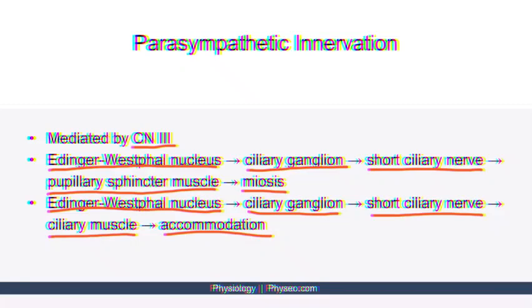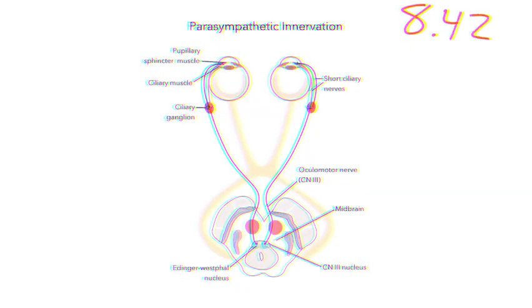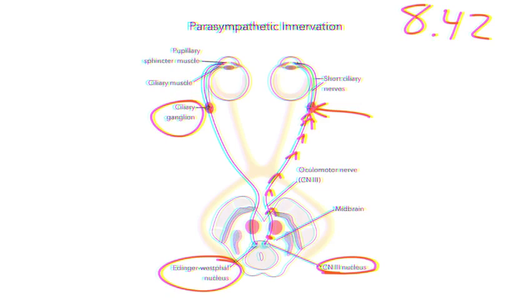It's accommodation of the lens. So here's figure 8.42, showing the parasympathetic innervation of the eye. As you can see here, we have the Edinger-Westphal nucleus, which sends fibers through the oculomotor nerve, right here. We have labeled nucleus. Then the oculomotor nerve sends a signal to the ciliary ganglion, labeled right here. Then the ciliary ganglion sends fibers to the pupillary sphincter muscle, this blue line, which is labeled right here on the left side, and it causes miosis.